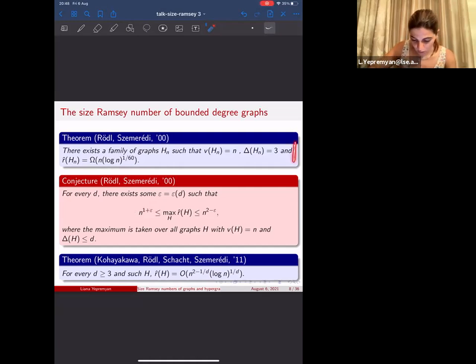As I said, there is no improvement at all on this result. So we're very far from knowing whether this lower bound is true. But the upper bound, that it is actually bounded away from n squared, was proved by Kohayakawa, Rödl, Schacht, and Szemerédi in 2011.